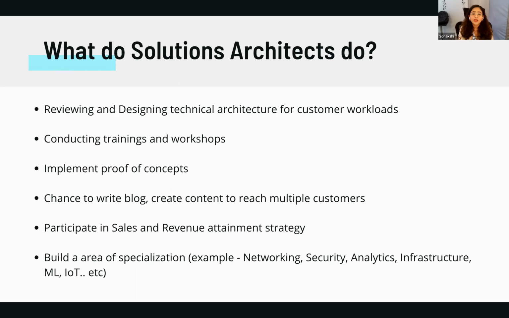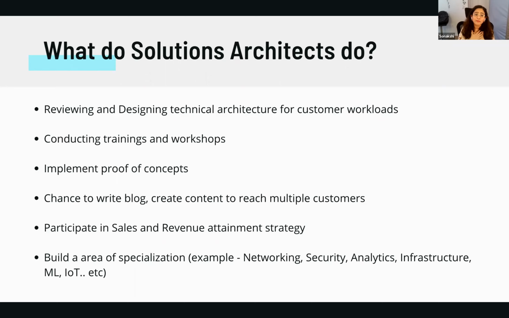So you get a chance to conduct a lot of trainings and workshops for your customers to explain to them about the cloud offerings. So if you're someone who really enjoys teaching, you will really love this aspect of the job. Other than that, I also got a chance to build POCs. A POC is basically a proof of concept.